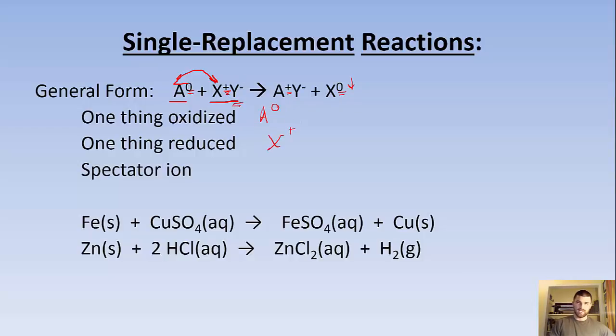Then what about this Y? This Y minus? It stays the same. So it's a spectator. It didn't react. It just watched the reaction happen. So the spectator ion would be Y minus.